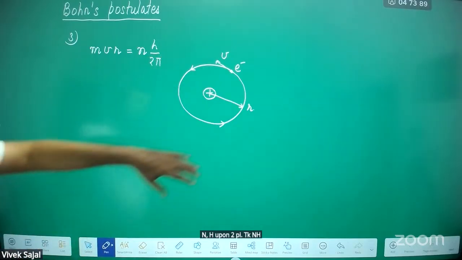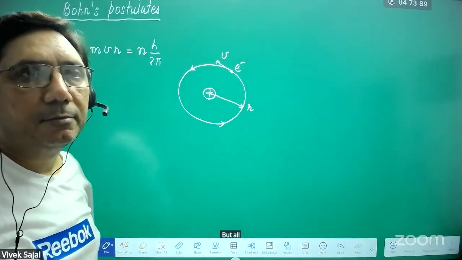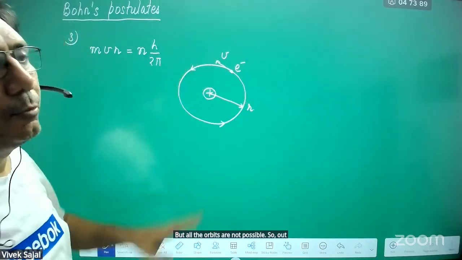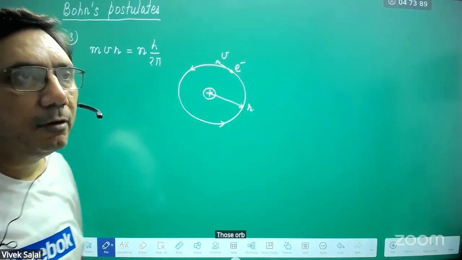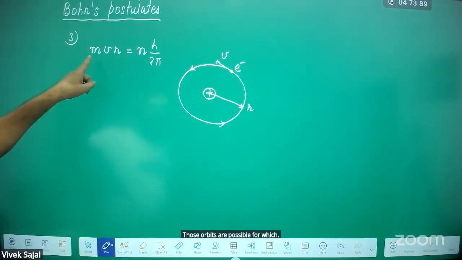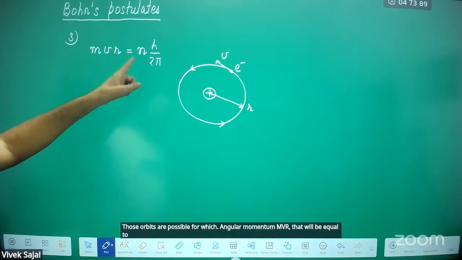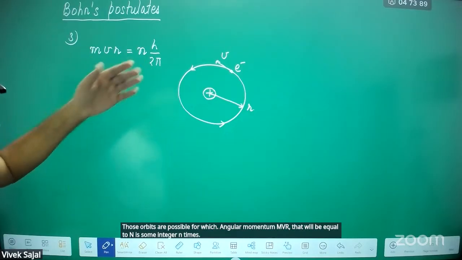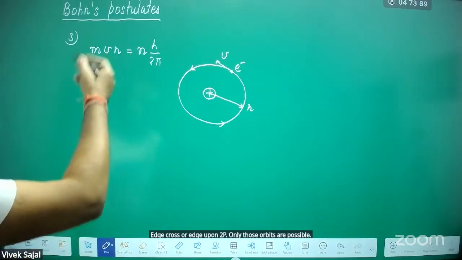So all the infinite possibilities are there, but not all orbits are possible. Only those orbits are possible for which the angular momentum mvr is equal to n times h cross, or h upon 2 pi, where n is some integer. How did he find this out?